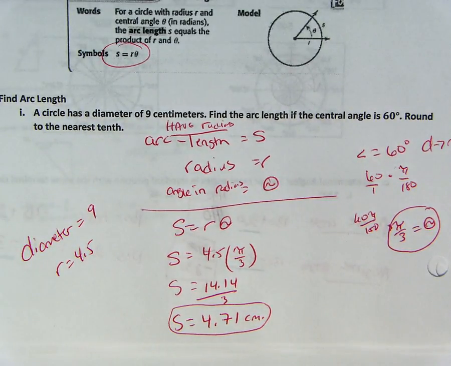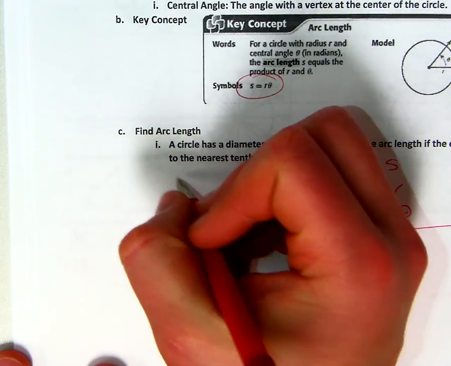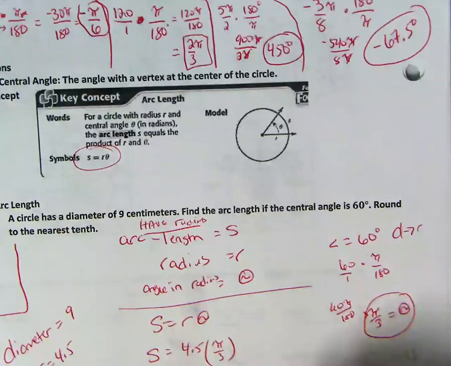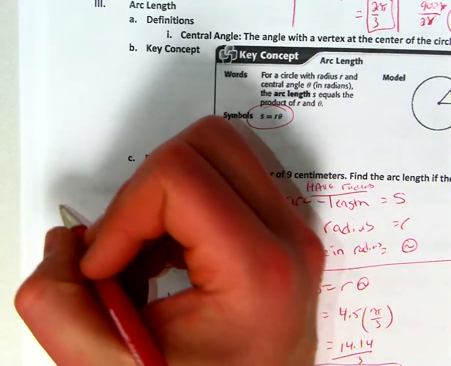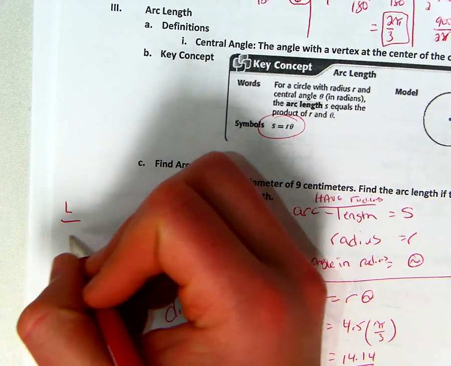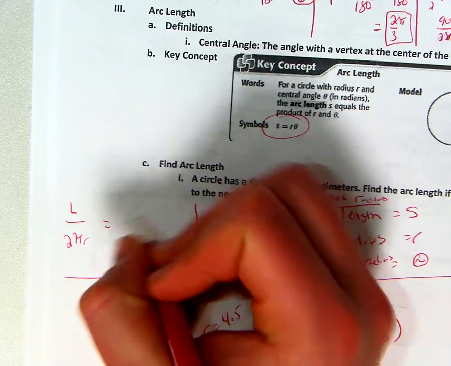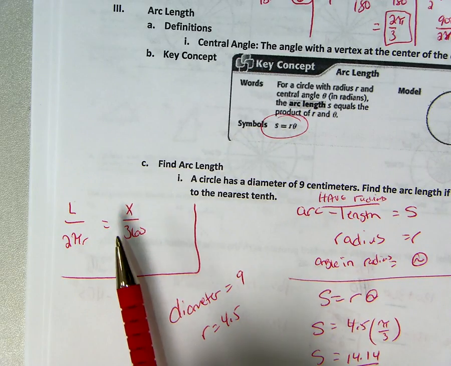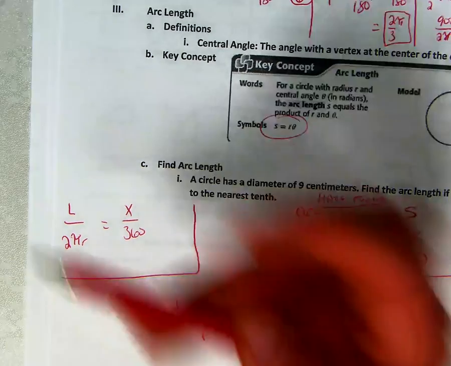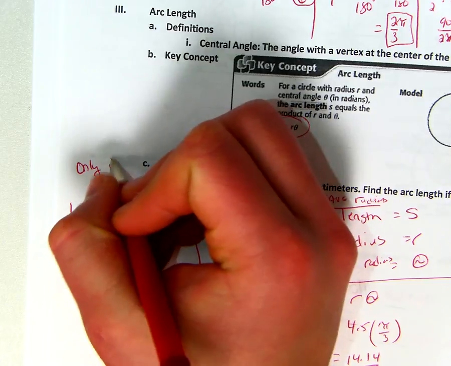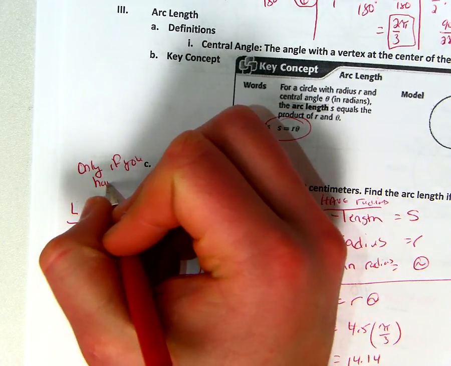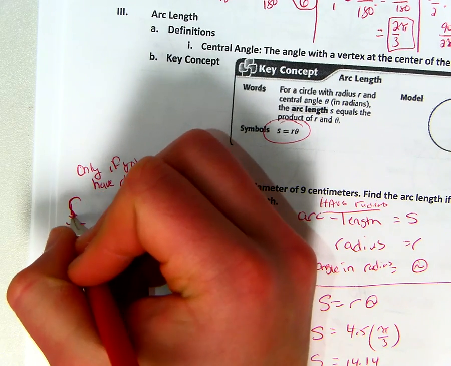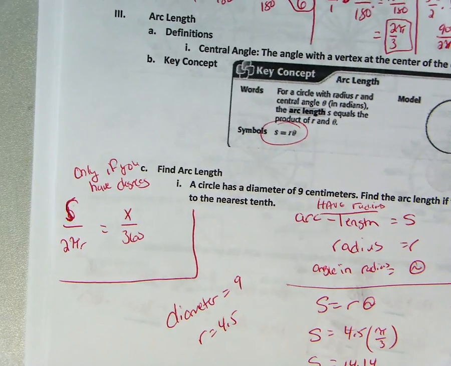The other thing you could do is, say you are given degrees and you don't want to move it to radians. The proportion, in case you don't want to use radians, is length over 2 times pi equals x over 360. This is only if you have degrees. And we'll make this S. So this is your arc length, S.